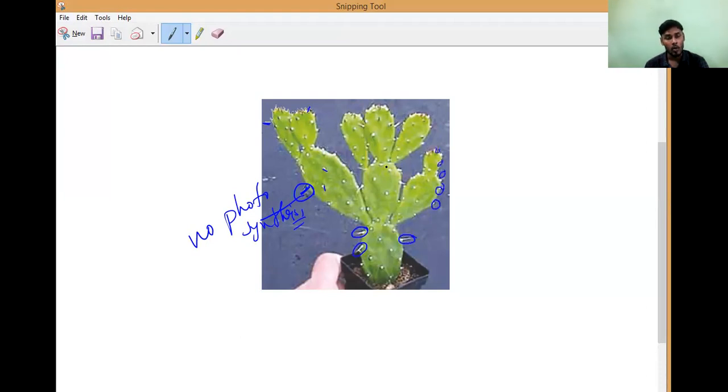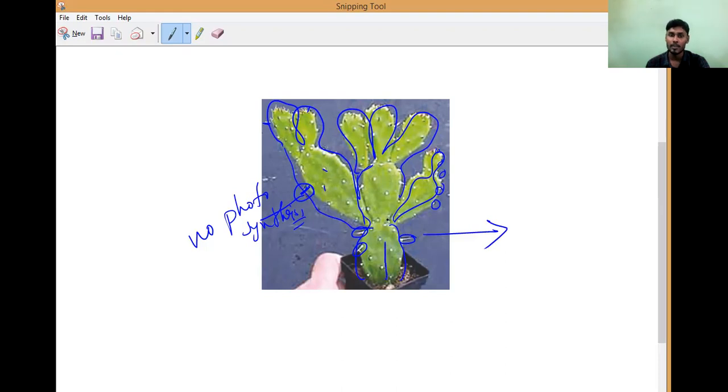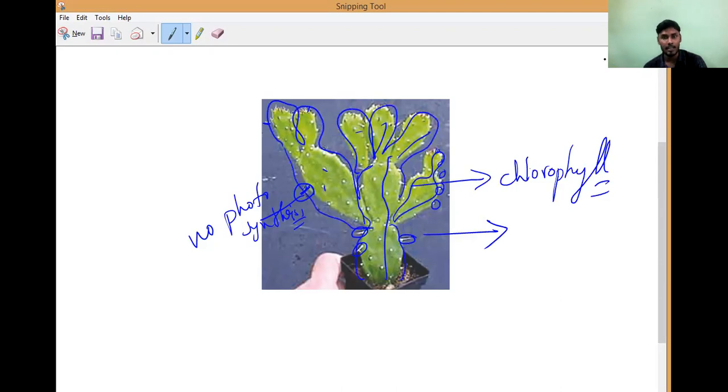Now you can see the stem and the branches. This part, the stem and the branches, has an important pigment which is green in color. What is that pigment called? Chlorophyll. So they have this green color pigment called chlorophyll. That is why they carry out the photosynthesis reaction across this stem as well as the other branches, because they contain chlorophyll. Understand? That is what you have to remember.